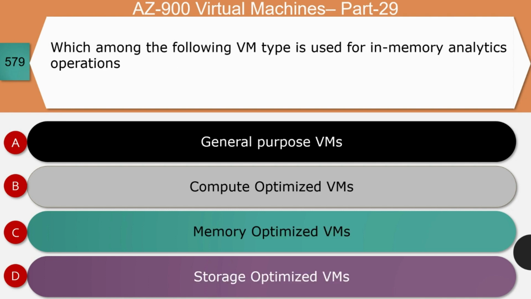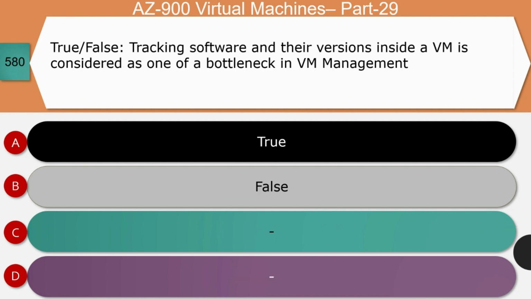Next question, which among the following VM types is used for in-memory analytics operations? Option A, general purpose VM. Option B, compute memory VMs. Option C, memory optimized VM. Option D, storage optimized VM. The right answer for this question is memory optimized VMs. Let's see the reason why we selected this option. Memory optimized VMs have a higher memory to CPU ratio compared to other VM types, which allows them to handle more memory intensive workloads such as data analytics. And so option C is the correct answer.